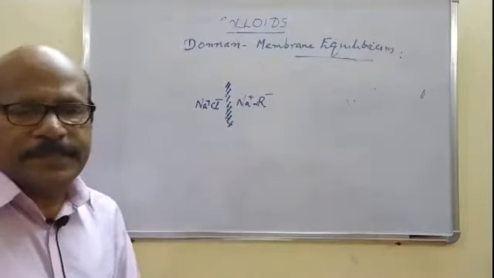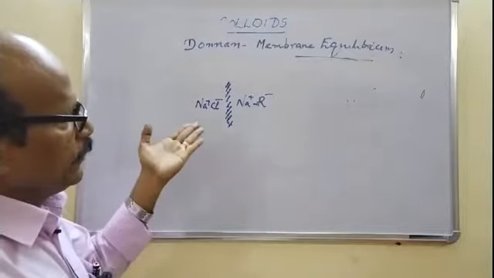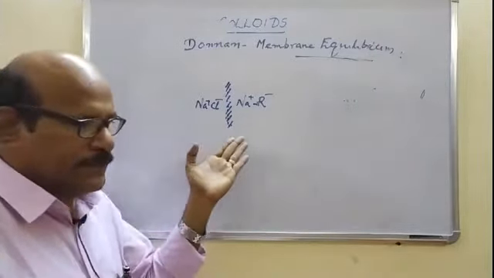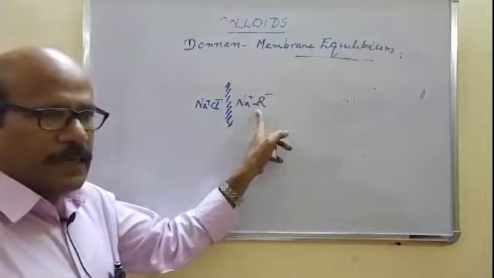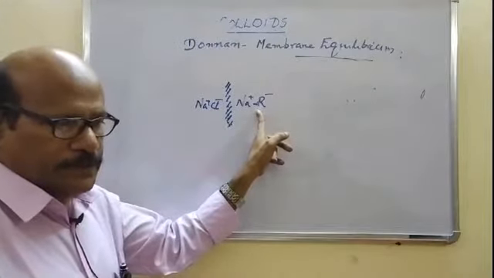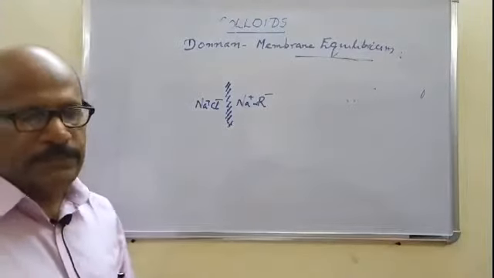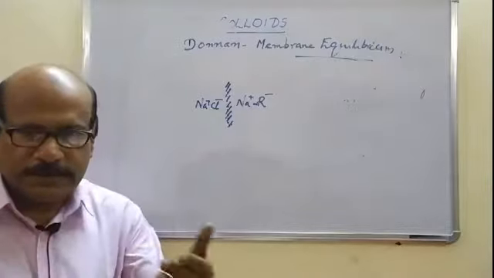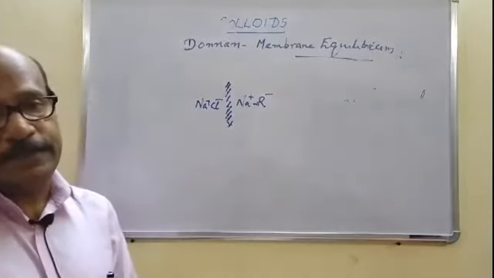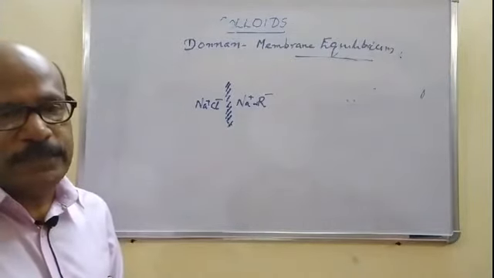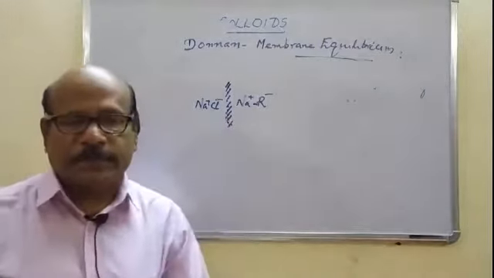When an electrolytic solution containing diffusible ions is separated from a salt solution containing a non-diffusible ion with a dialyzing membrane in between, what happens? There arises a special kind of equilibrium with respect to the diffusible ion on both sides of the membrane.